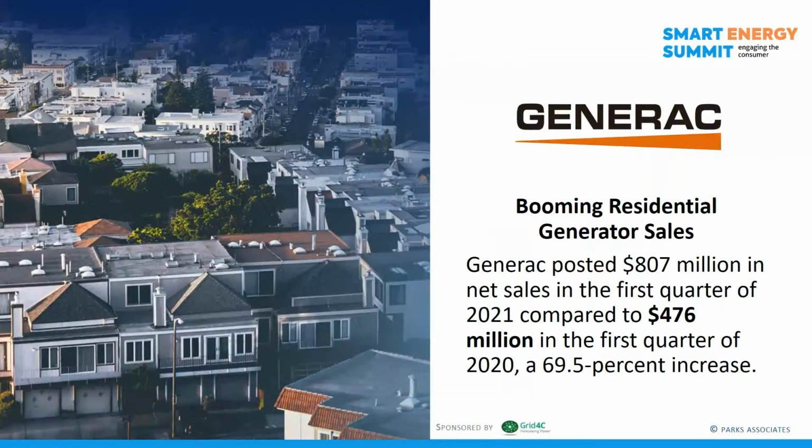We see the extreme actions showing up in reports too from major industry players. Generac posted $807 million in net sales in the first quarter of 2021, compared to $476 million in 2020, a 70% increase. Residential product sales more than doubled to $542 million compared to $258 million last year, a 110% leap. As noted earlier, the weather-related factors impact this greatly. Disasters with hurricanes, flooding, and fires all play a role in consumer decisions to buy a backup generator.